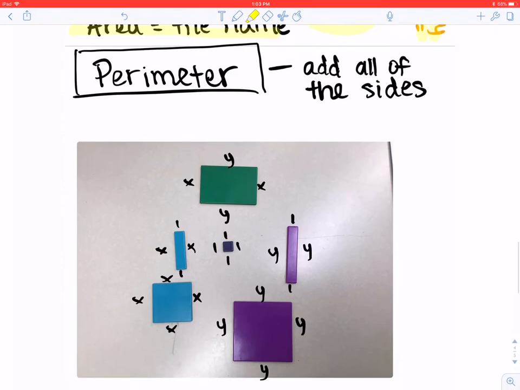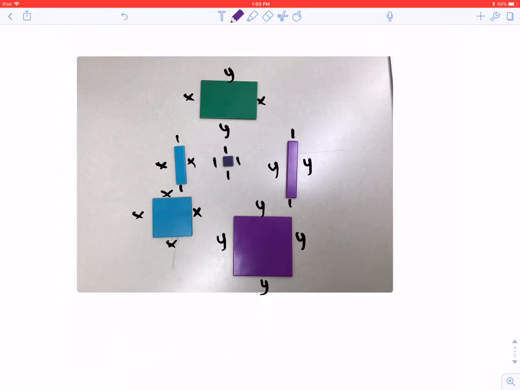All right, moving on. We look at the perimeter. When we have perimeter, we're adding all of the sides. So here, if we're looking at the perimeter of our unit tile, we're going to do 1 plus 1 plus 1 plus 1. Our perimeter is 4 units. Remember, we always want to label it with words. We want to use words to label to make a complete sentence out of our answer.